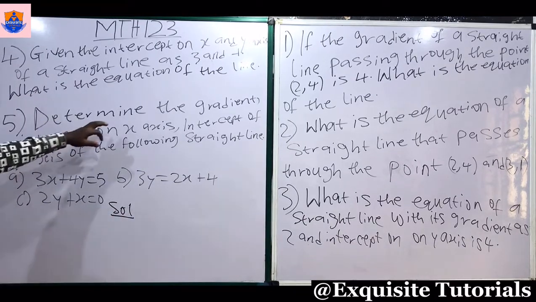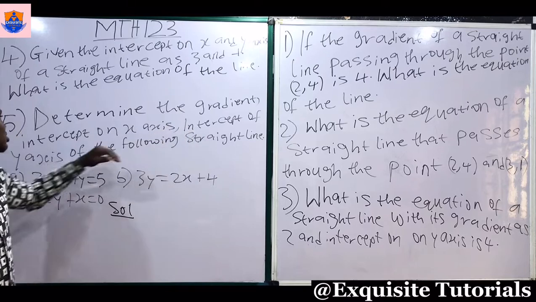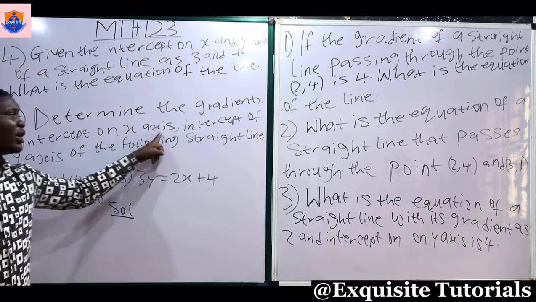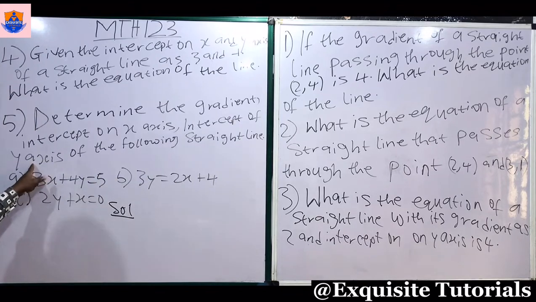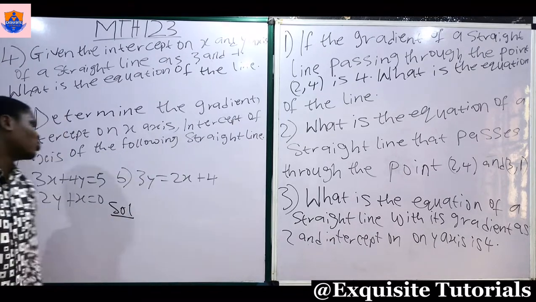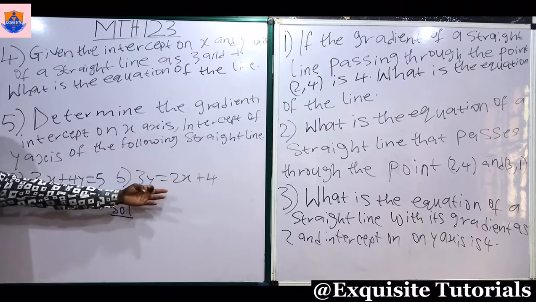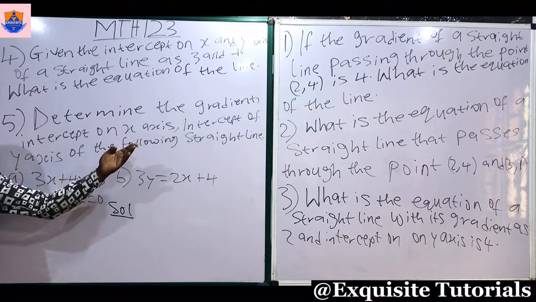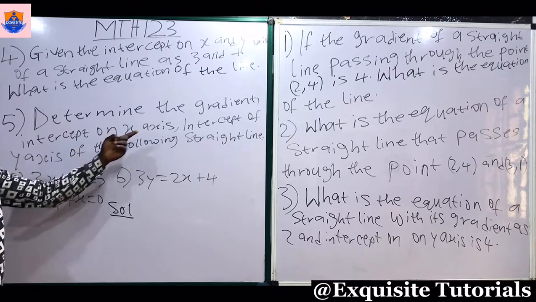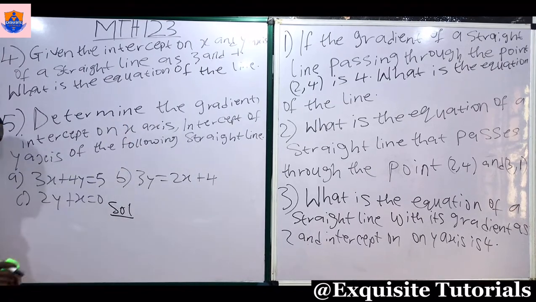Question 5 says, determine the gradient, the intercept on the x-axis, and the intercept on the y-axis of the following straight lines. So this is the first straight line, this is the second straight line, and this is the last straight line. We are asked to look for the gradient and the intercepts on both axes.